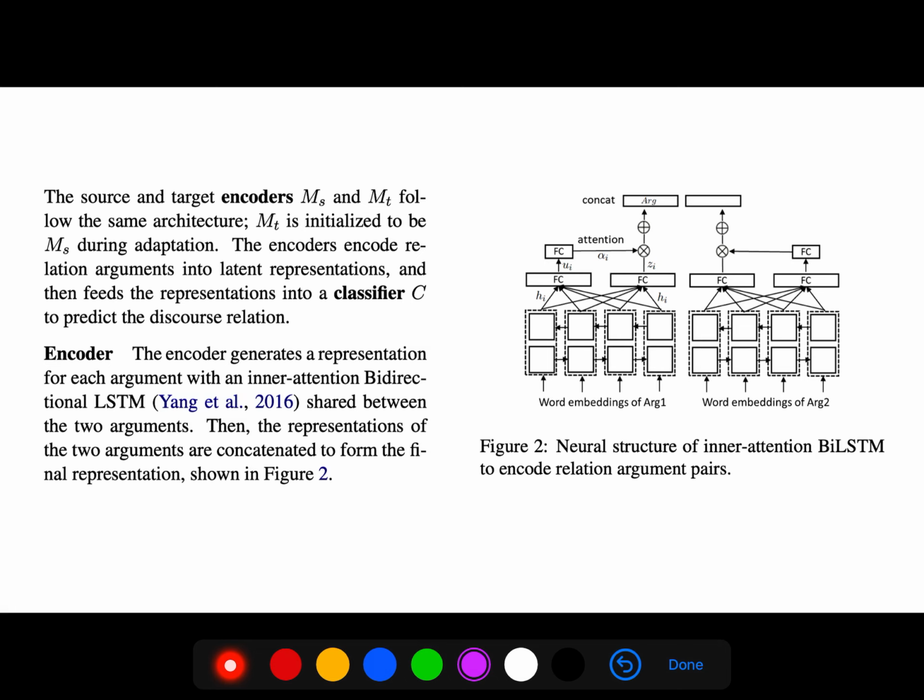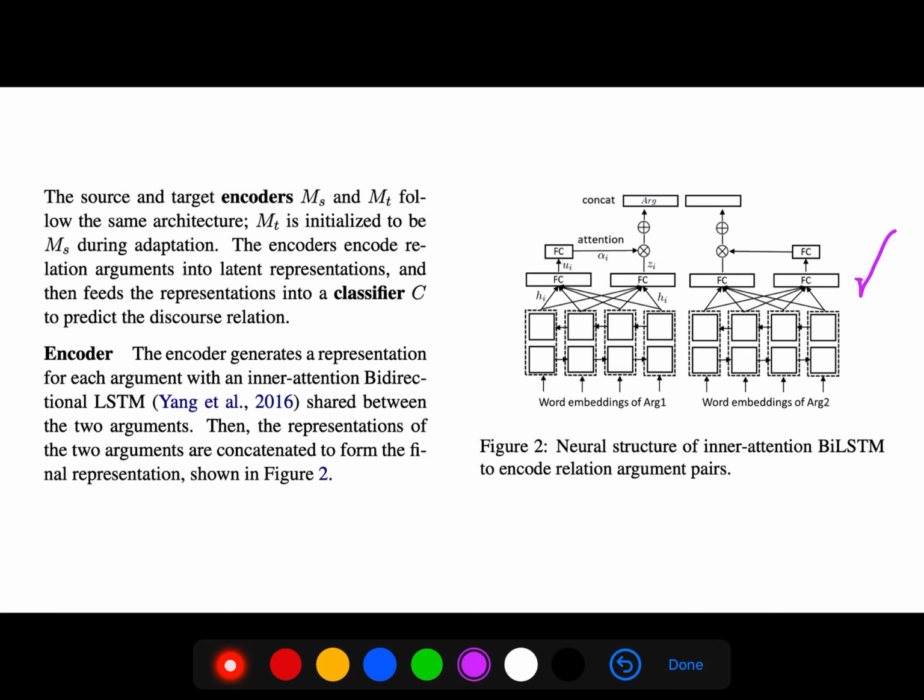So the source and the target encoders follow the same architecture. M sub t is initialized to be M sub s during adaptation. The encoders encode relation arguments into latent representations and then feed these representations into a classifier to predict the discourse relation. This is a neural architecture of the BiLSTM to encode a relation argument pair.